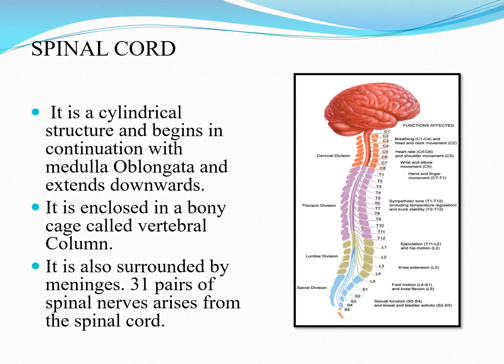Next one, spinal cord. It is a cylindrical structure that begins in continuation with the medulla oblongata and extends downward. How many spinal nerves? 31 pairs of spinal nerves arise from the spinal cord. It is also surrounded by meninges. It is enclosed in a bony cage called the vertebral column.